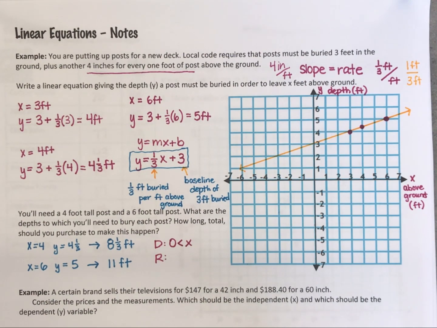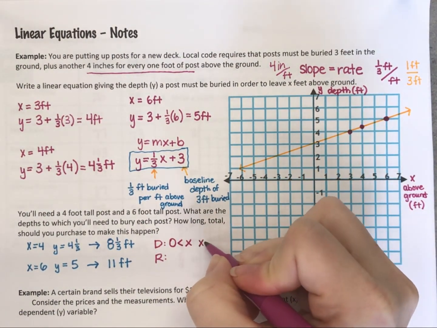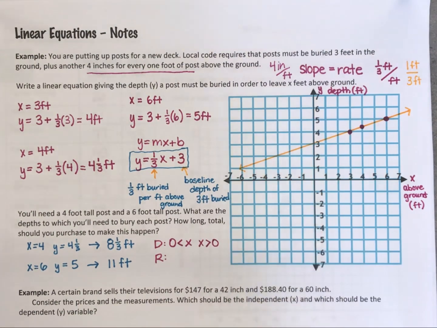And then how big could we make our post? I don't know, maybe the airport has some sort of restriction on that, but maybe that's all we would need to write. In fact, it would probably make a little more sense to write that just as X is greater than 0.